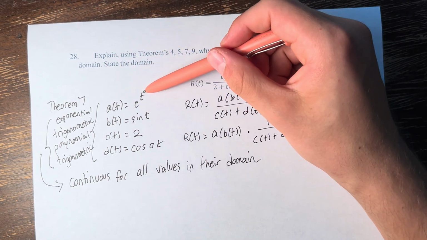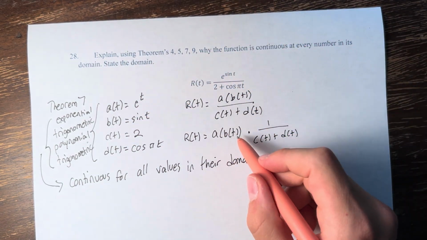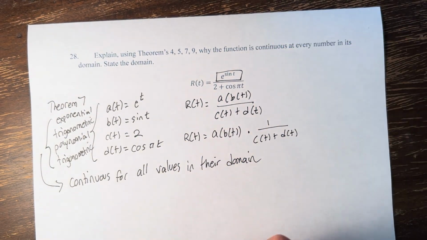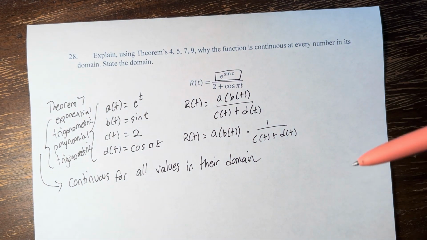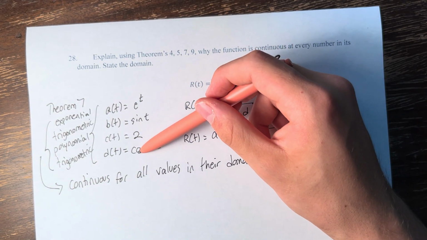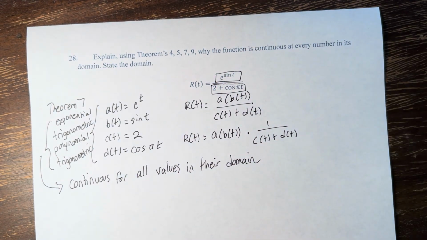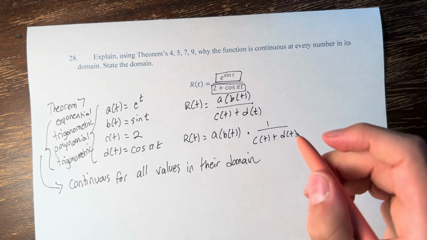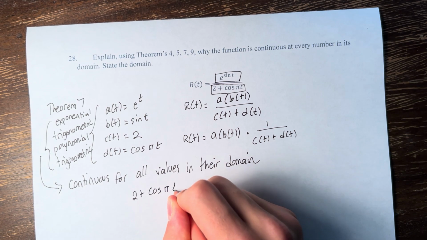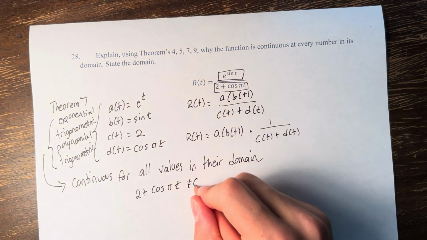So e to the t, the exponential, doesn't have any domain restrictions. Sine of t doesn't. So a of b of t, the numerator we can think of it as, has no domain restrictions. And then 2 has no domain restrictions. Cosine of pi t has no domain restrictions. So these don't have any restrictions. And therefore, the only restriction is that the denominator, 2 plus cosine of pi t, cannot equal 0, right?